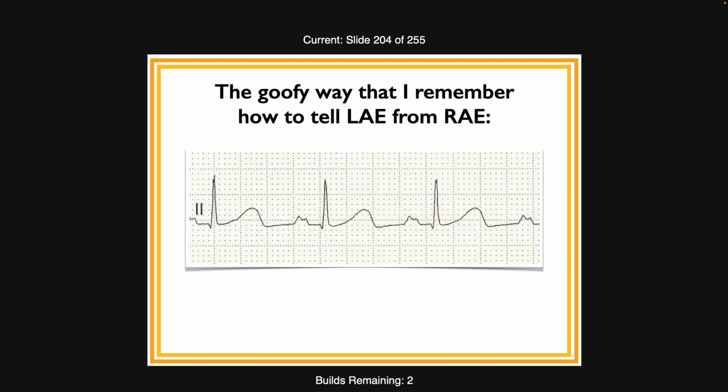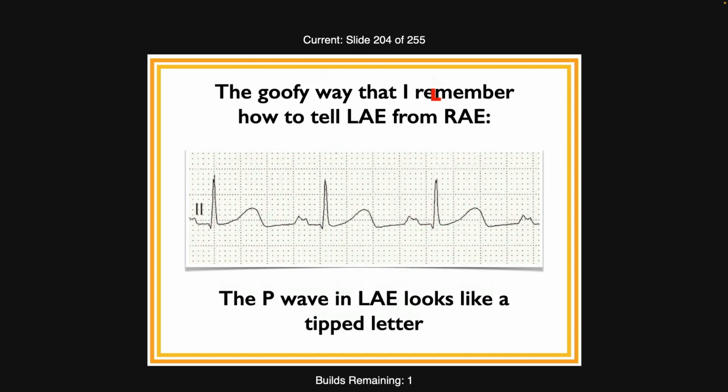This is how I remember the difference when I'm looking at a P wave and I know it's some kind of atrial enlargement, and I'm trying to remember, which one is right, which one is left. This works for me. It's kind of goofy, but it works. So what I do is I say the P wave in left atrial enlargement looks a little bit like an L, and that's how I remember it. So if you have interest in remembering it, and that works for you, that's it.